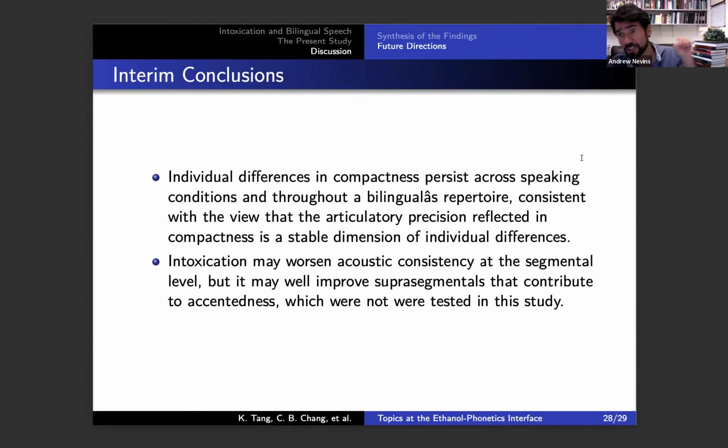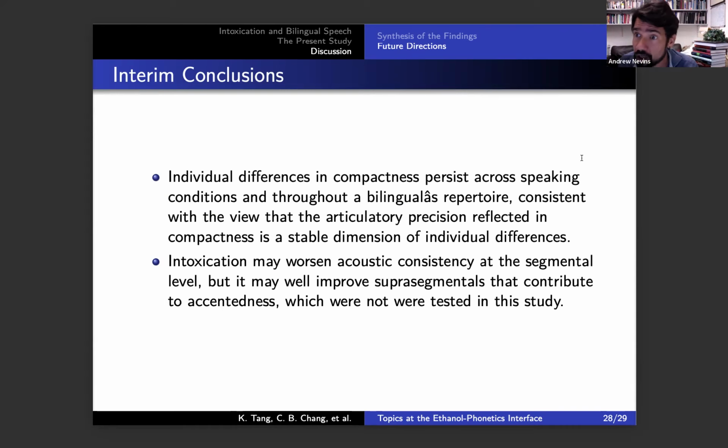So these individual differences in compactness persist across conditions and through this bilingual repertoire. And this suggests that our notion of articulatory precision, if we want to call it that, is stable, even across L1, L2, and across alcohol. So then we get the question, where does this general intuition come from that alcohol improves a second language? It doesn't seem to change pitch range, and it doesn't seem to change compactness.